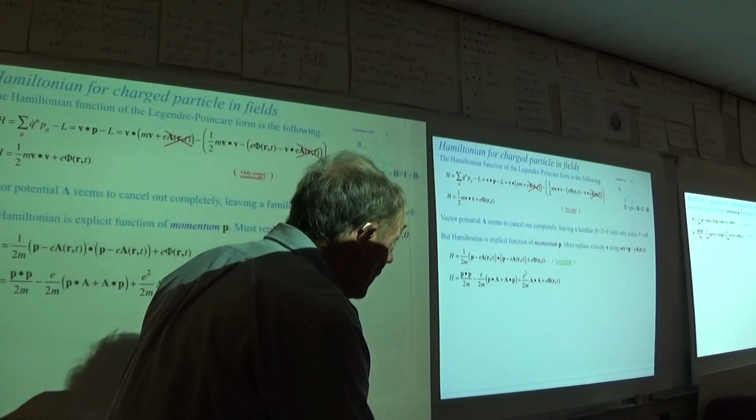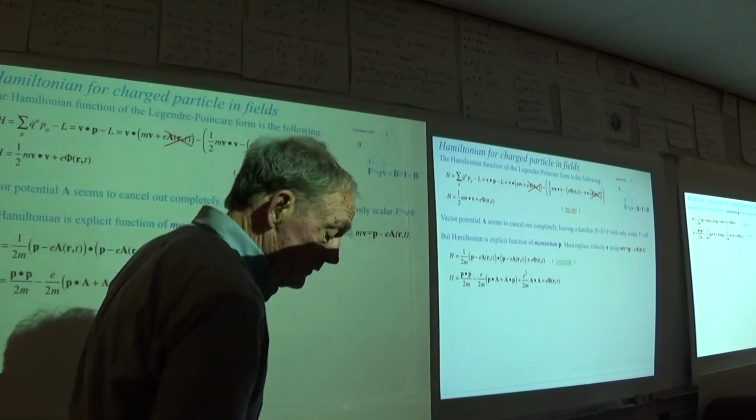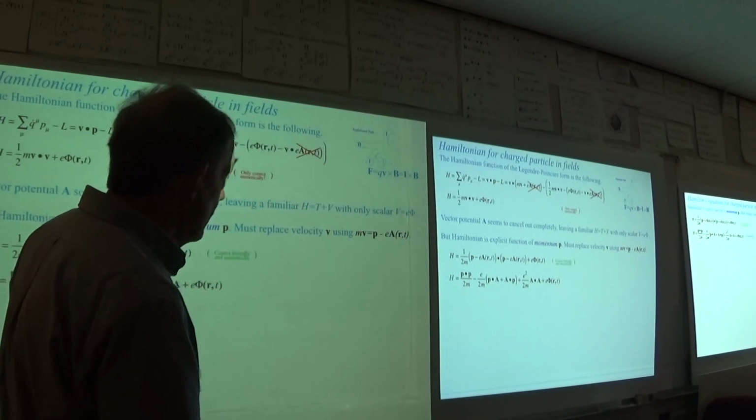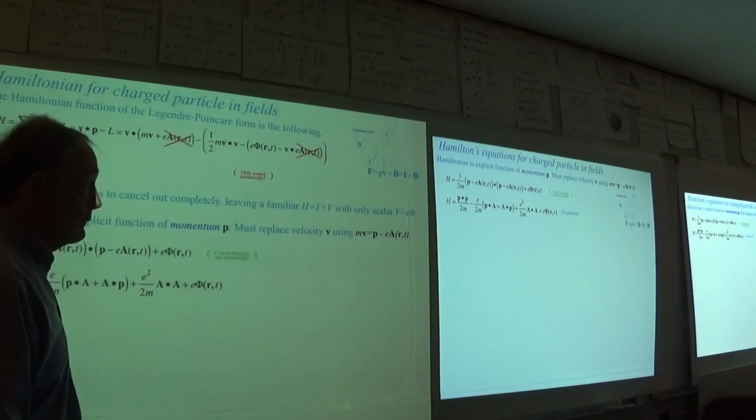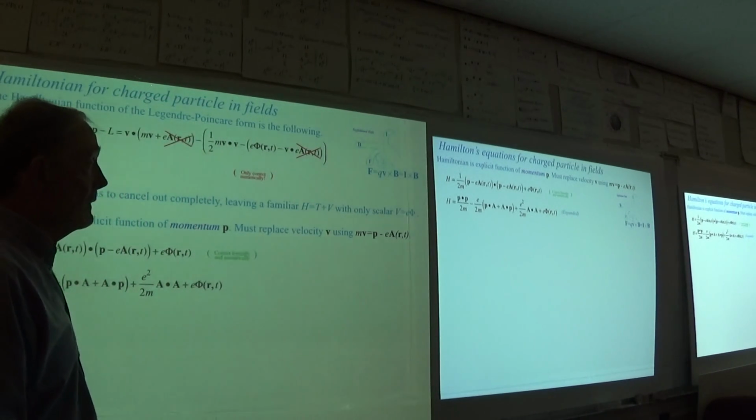Okay, so question is, what do Hamilton's equations look like given this Hamiltonian? Okay, we know what Hamilton's equations look like. We're just going to see if they give us something that makes sense.